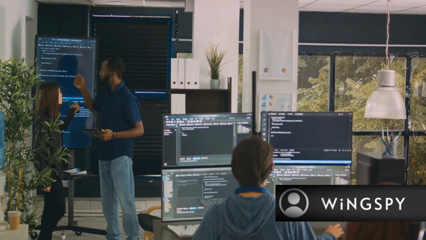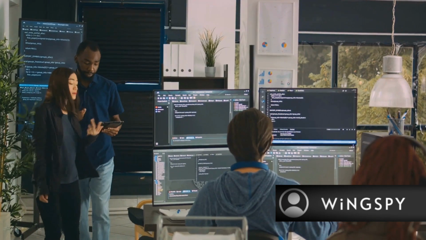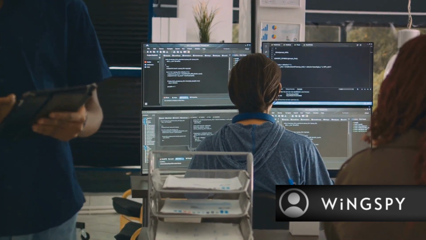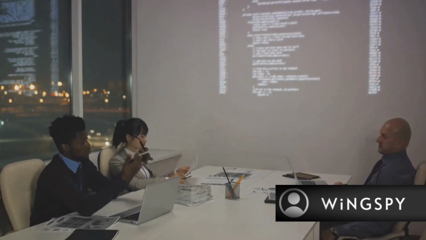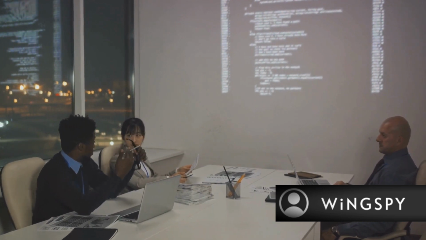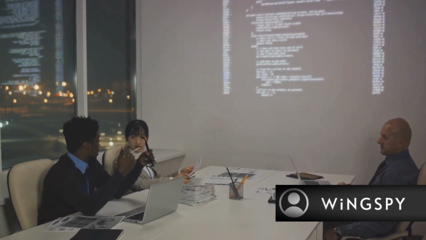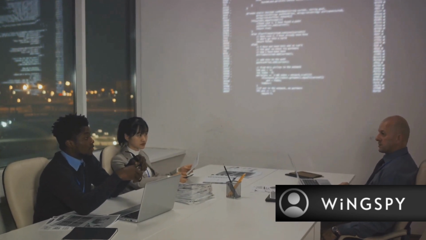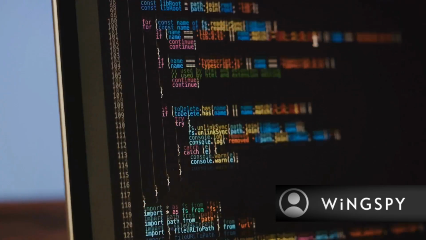Regular code reviews are crucial for maintaining the security of your Python applications. They provide a second set of eyes to catch potential vulnerabilities that you might have missed. This is where having a diverse team can really pay off, as different people may spot different issues. And remember, code reviews are not just about finding bugs. They're also an opportunity to learn from each other and improve your coding skills.